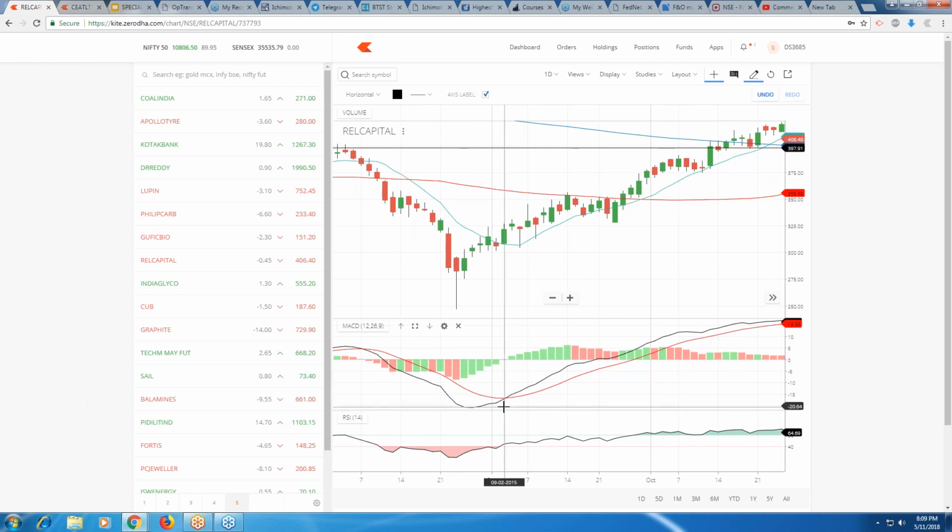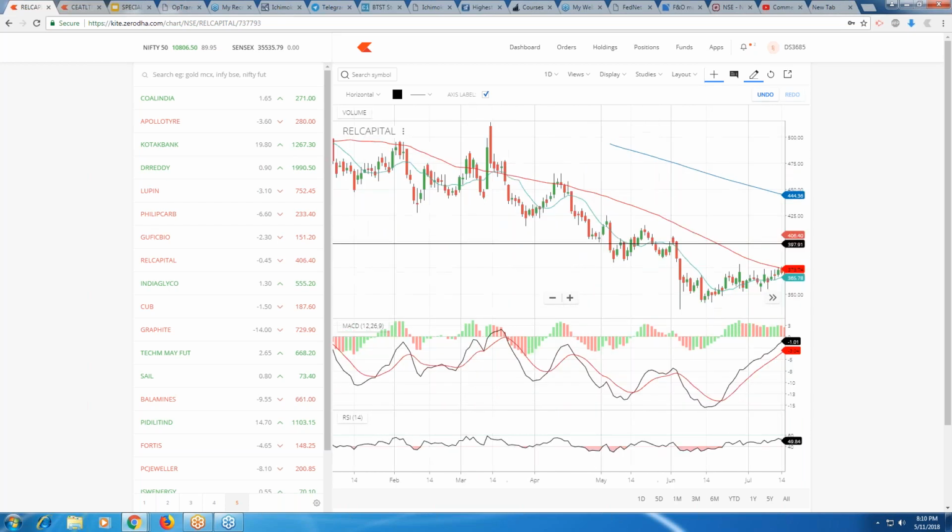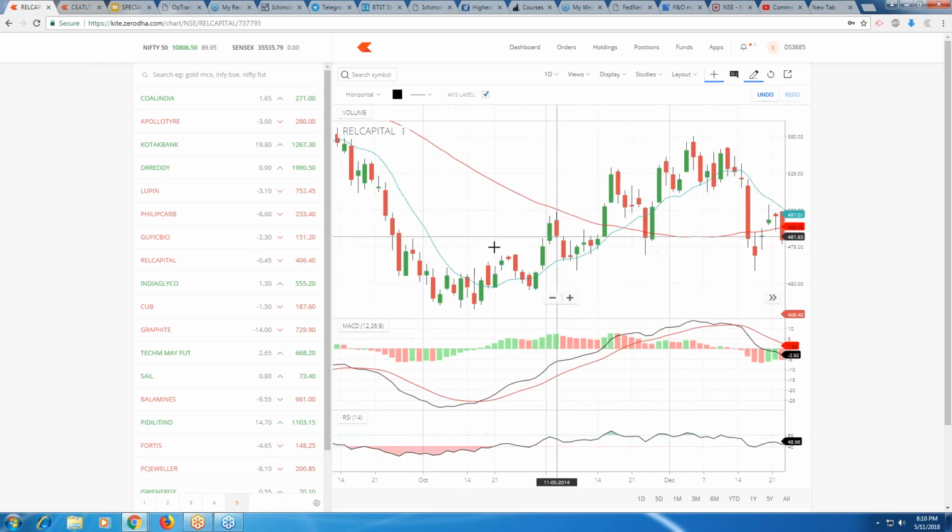MACD crossover, wait for RSI to cross over, and the moment candles go above the 10 moving average, from 307 it takes you to 352, and then it further takes you to about 441, right? Good momentum for a future stock. Look at this trade from the bottom.